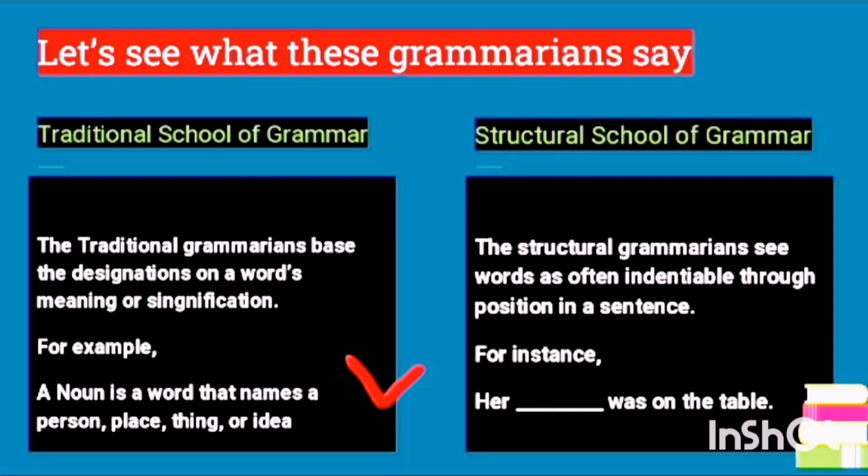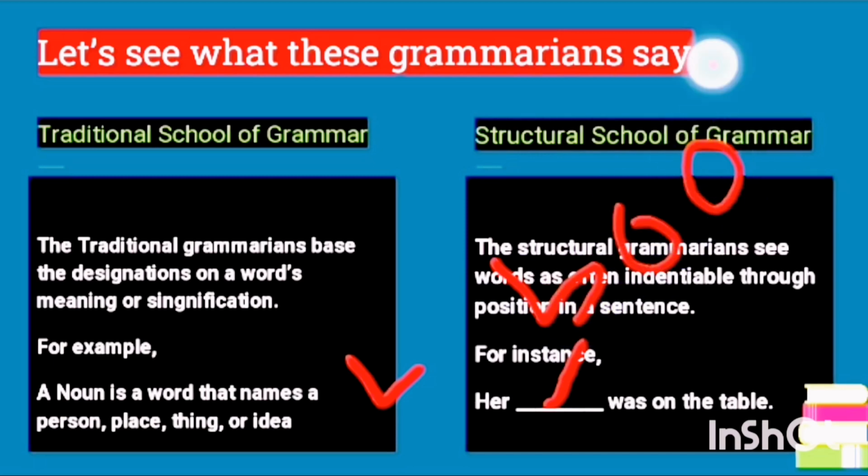The place of the subject is the place of a noun. Okay, let me say, for example, her book was on the table. So book is a noun because it is used as the subject of a sentence.